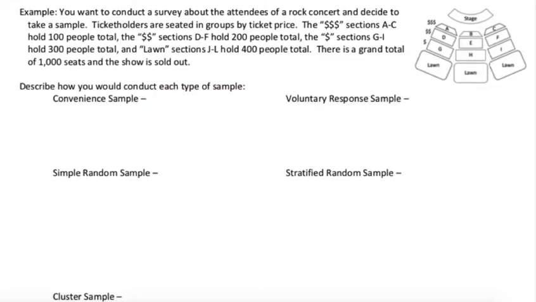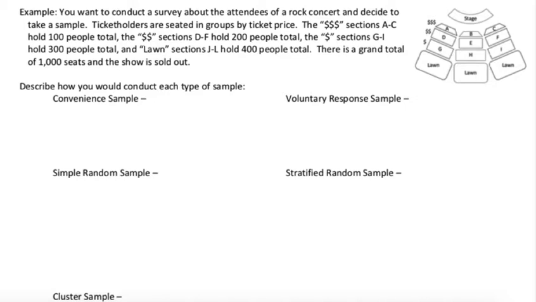For an example, it says you want to conduct a survey about the attendees of a rock concert and decide to take a sample. Ticket holders are seated in groups by ticket price. The $3 sections, A through C, hold 100 people. The $2 sections, D through F, hold 200 people, and the $1 sections, G and I, hold 300 people total. The lawn sections behind that, J through L, hold 400 people total. There's a grand total of 1,000 seats, and the show we know is sold out, so all those seats are taken.